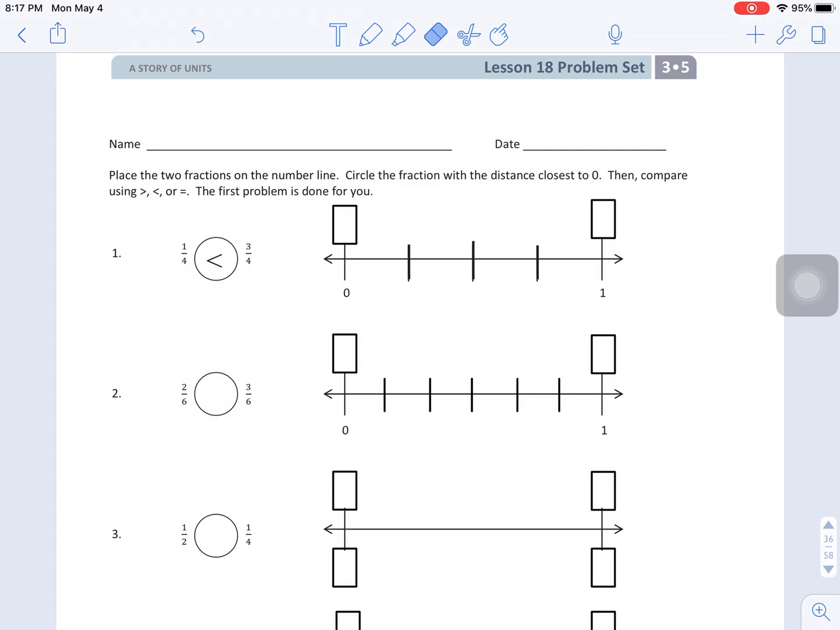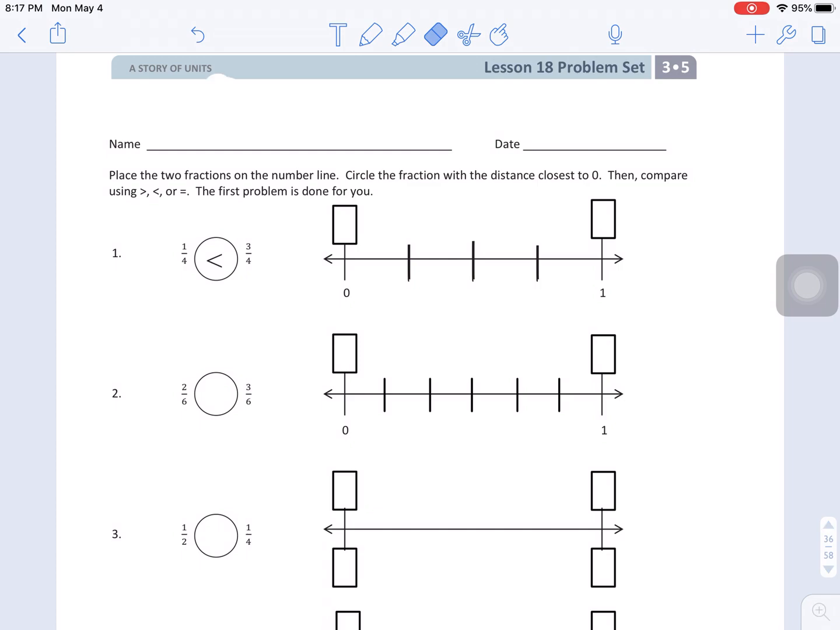So yesterday we were looking at comparing numbers on the number line and we'll compare fractions. We're going to continue that today, but today we're going to get a little harder. Number one is very similar to what we saw yesterday, but I'm going to go through and show you each part again. So placing the two fractions on the number line, we're going to see which one is closer to 0, and then we compare the two together using that greater than, less than, or equal sign.